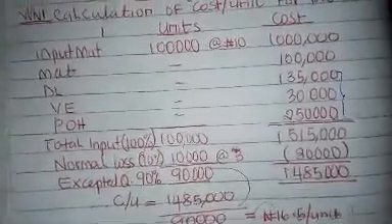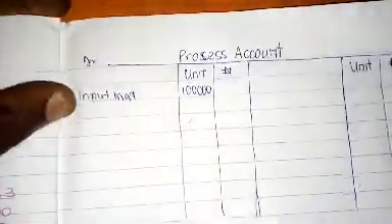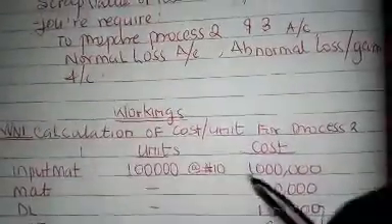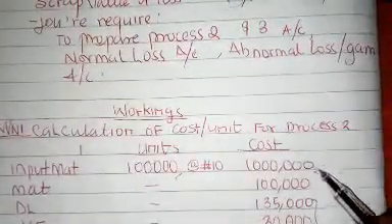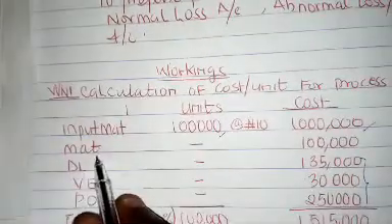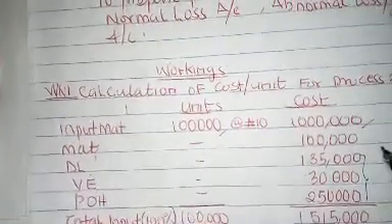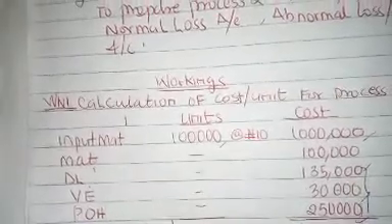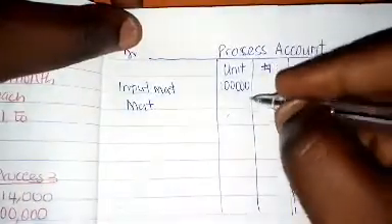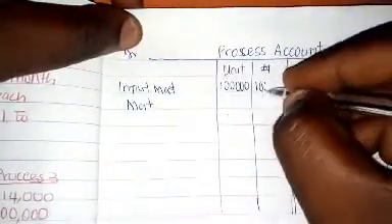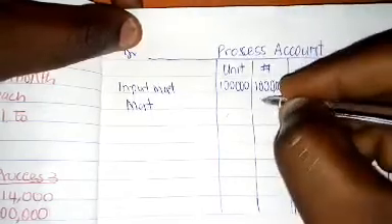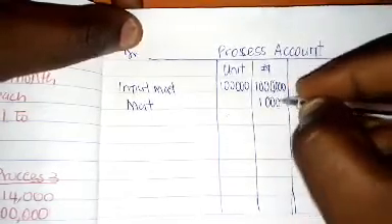So let's do that. Start with the input material, and it's 100,000 units. As you can see, this is 100,000 units. Then this is the cost. You write the material, then direct labor, you write all these costs. So we have materials, this is 1 million, and that is 100,000 units.